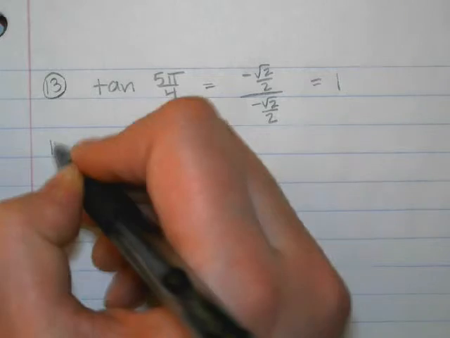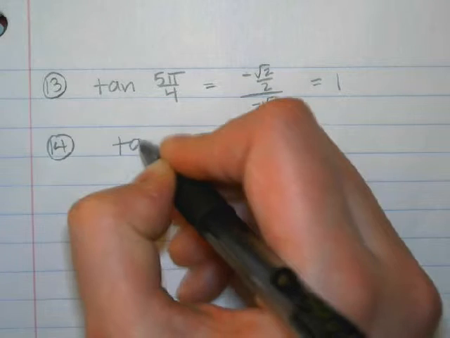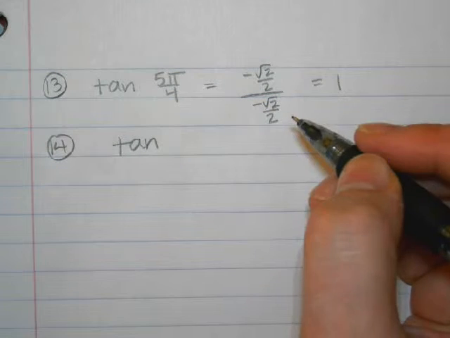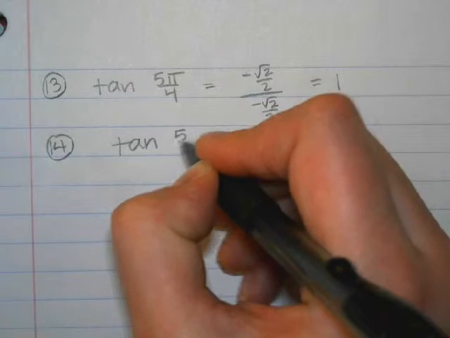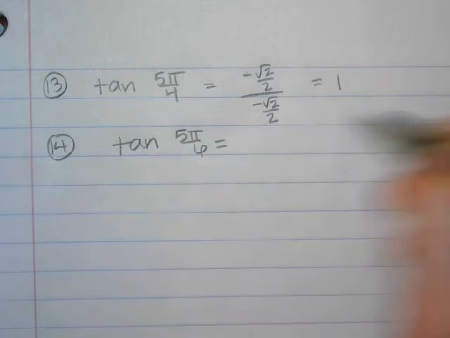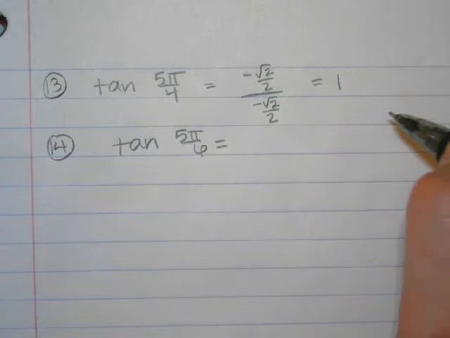All right, number 14. I'm going to give you another tan one. We haven't done one like this yet, okay? So you're going to have to think through it. We're going to do tan of 5 pi over 6. You're probably going to have to show your work on this one.